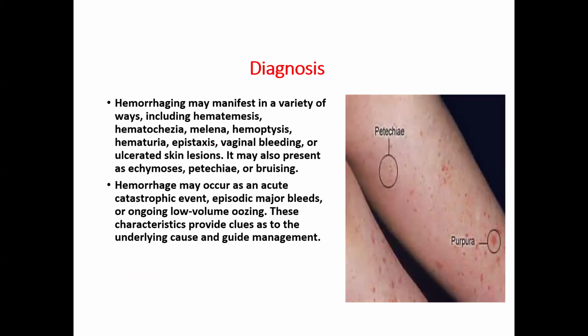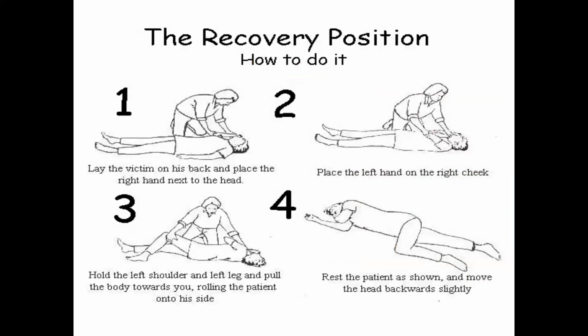It can come with different pictures, like petechiae, purpura under the skin. It could be a GI bleed. It could be an intracranial bleed. It could be so many pictures here. One of the important things to learn is to use this recovery position, which helps the patient, if he has a GI bleed, to not suffocate from bleeding.